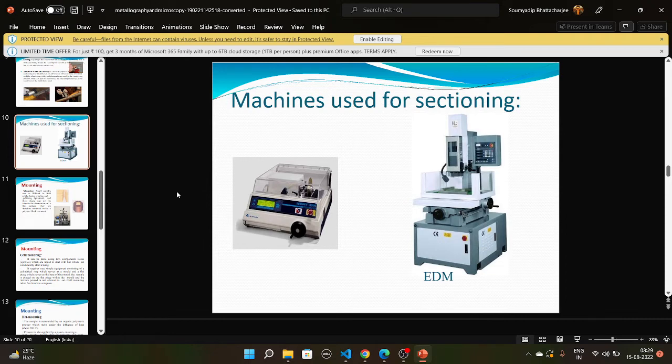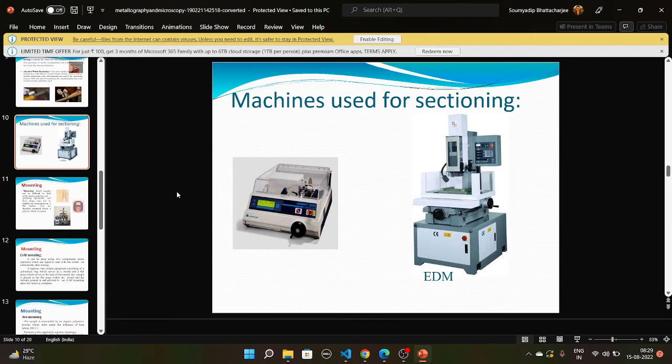Sectioning. Yes, EDM also, electric discharge machining. There are also different methods by which you can go for sectioning of the sample from the affected areas. But this part is absolutely absent in your case because it is already sectioned. Some sample is already there. You need not go for any sectioning.